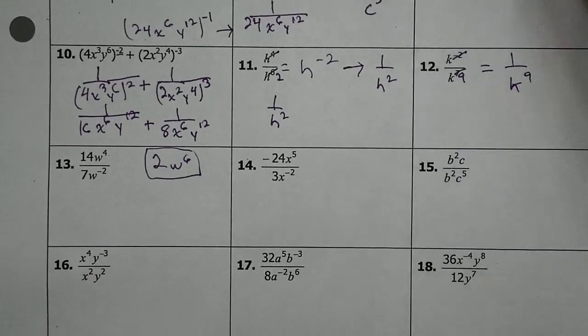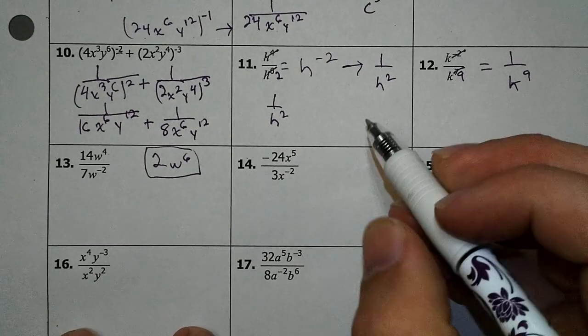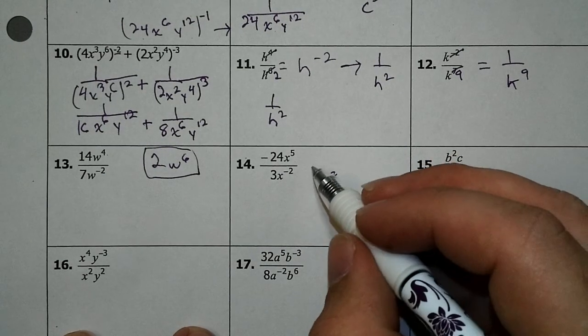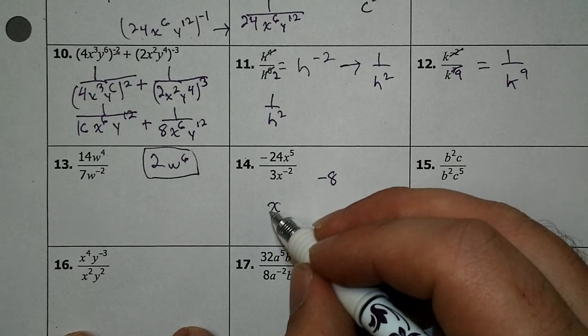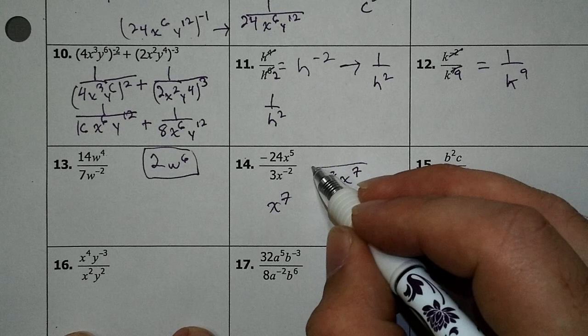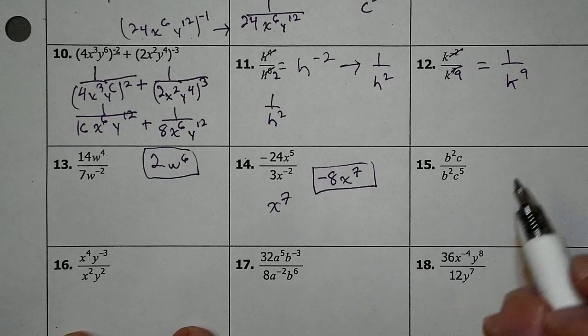On the next one, divide your coefficients first. Negative 24 divided by 3 is negative 8. 5 minus negative 2 will give me a positive 7, so that's going to stay on the top. So is negative x to the 7th. The only time you got to put it on the bottom of the fraction is if it's negative.